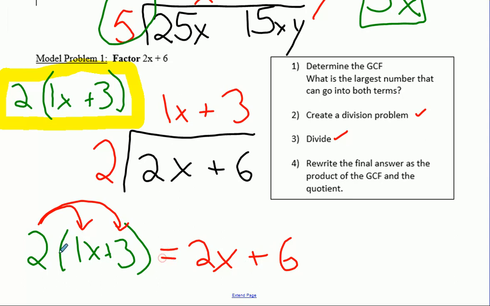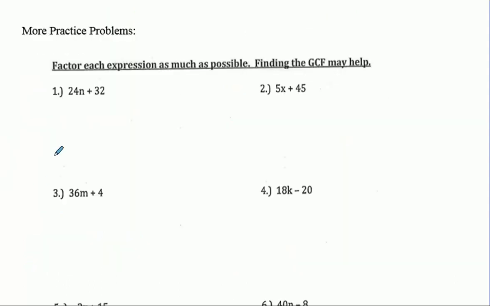Notice I went from this to that. These two are equal. So when I factor something, it should be equivalent to what I started with. It's just rewritten in a different way, as a distributing problem. So factoring, doing this division, and distributing, doing the multiplication, are opposite operations of each other. So remember that, because we're going to be doing a lot of checking to make sure we did the factoring correctly.